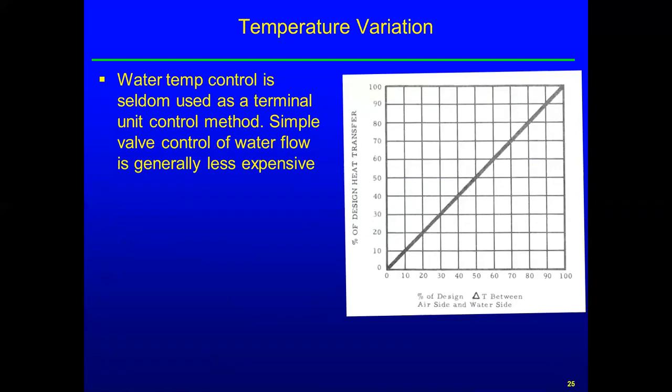Water temperature control is seldom used as a terminal unit control method. Simple valve control of water flow is generally less expensive. So whatever's cheapest is oftentimes what's done. And it can be done acceptably, but it may not be the most accurate method of control.